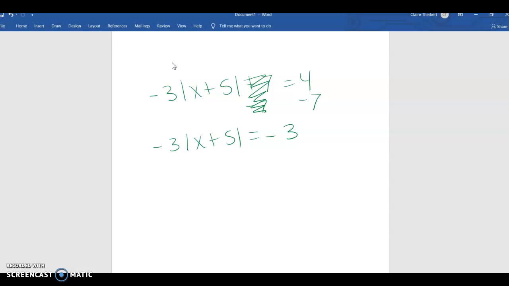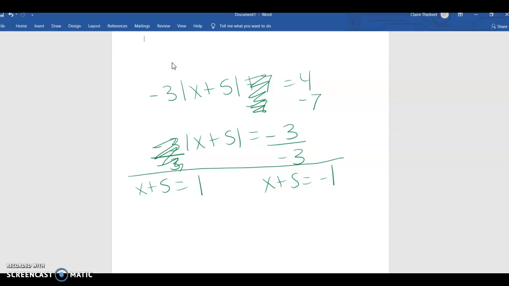Okay, we see this negative 3 on the outside here. So that means you're multiplying. So we have to do the opposite. So we always divide it out. So we divide negative 3 on this side, and we divide negative 3 on this side. We get rid of this. So now we have x plus 5 equals a negative divided by a negative is positive. So 3 divided by 3 is going to give us 1. So we have x plus 5 equals 1, but we also have x plus 5 equals negative 1. So we have these two things: x plus 5 equals 1, and x plus 5 equals negative 1.